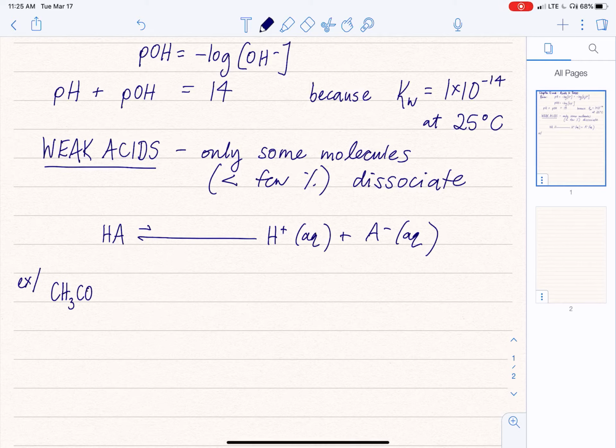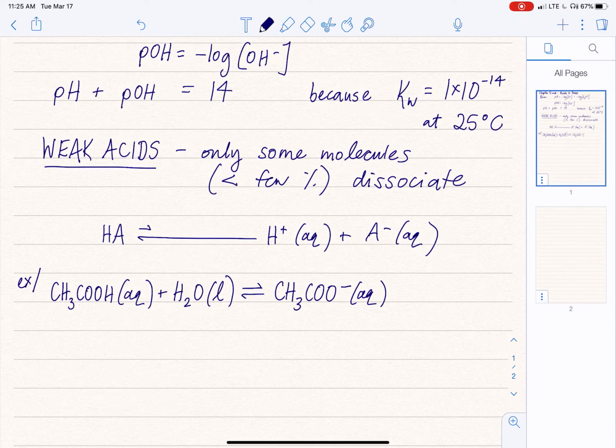I'm going to show you a specific case using, as an example, acetic acid. So acetic acid, of course, is the acid in vinegar. Vinegar is about 5% acetic acid. And if we put acetic acid in water, it partially dissociates to give its conjugate base, the acetate ion, and hydronium. So here's a hydronium ion here. So this reaction happens when we put acetic acid in water.